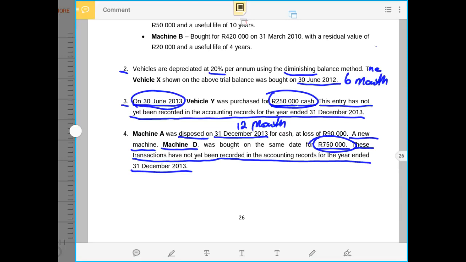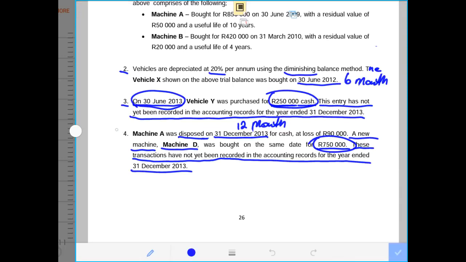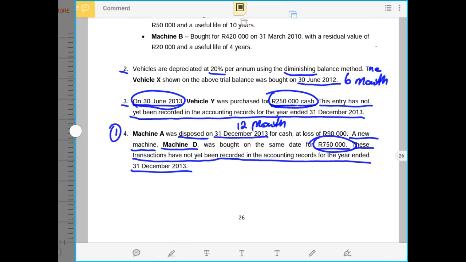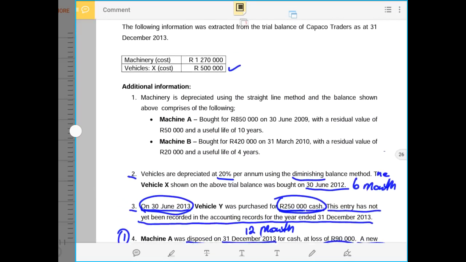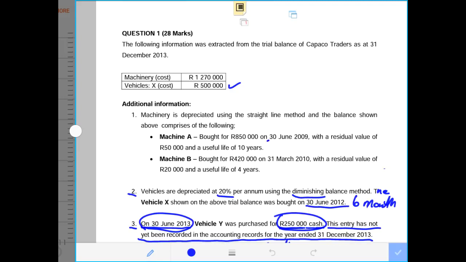So, as I said to you, our main focus will be this bullet point. This will be our number one. In responding to that, we will be responding to question one, because question one wants the accumulated depreciation for machinery, meaning all the machines, on the 1st of January in the year 2013. So we need to know the total accumulated depreciation from the date the machines were bought, which is 30 June 2009, up until 31st of December in the year 2012.